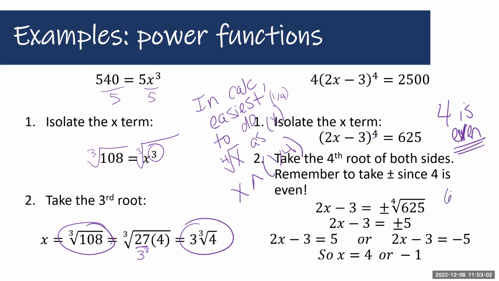Well, remember that the fourth root of 625 is just 625 to the 1/4 in your calculator, and that's going to give you 5. So now we have 2x minus 3 is plus or minus 5. Since you have the plus version and the minus version, you now need to just use basic algebra to solve for x in both cases. So solve for when it equals 5 and solve for when it equals -5. Doing that, you're going to get x equals 4, and then you're also going to get x equals -1. So those are your solutions there.